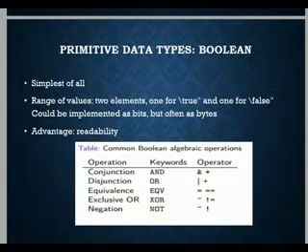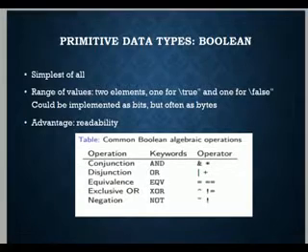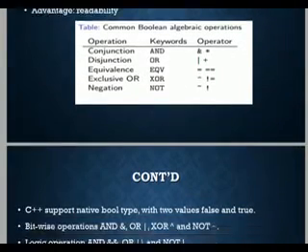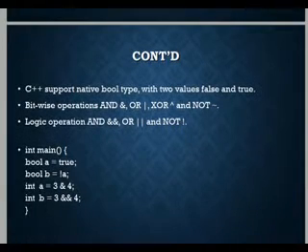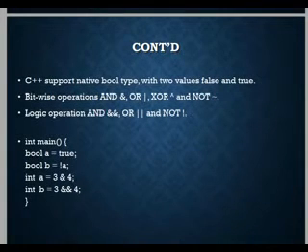These are the common algebraic operations of a Boolean: conjunction, disjunction, equivalence, exclusive OR which is XOR, and negation which is NOT. Such operations are handled using one of the primitive types, the Boolean. As we know, C++ supports a native bool type with two values, false and true. Then there are also bitwise operations, which are AND, OR, XOR, and NOT.